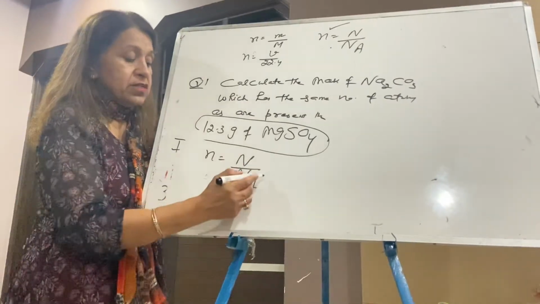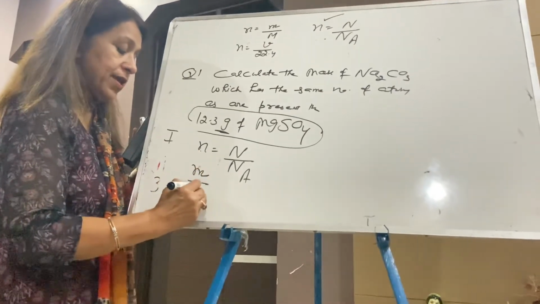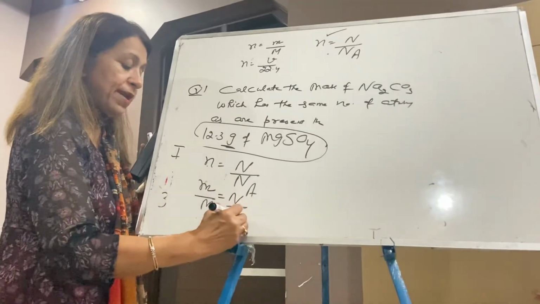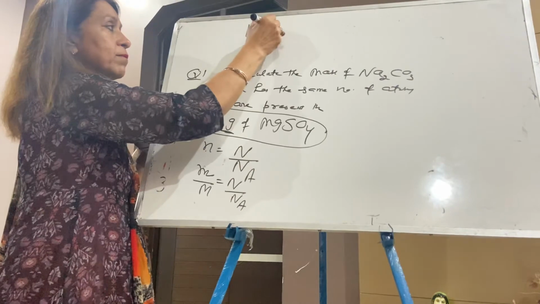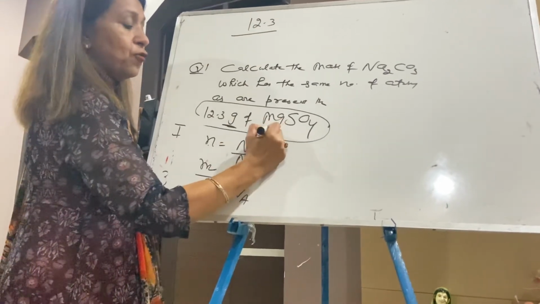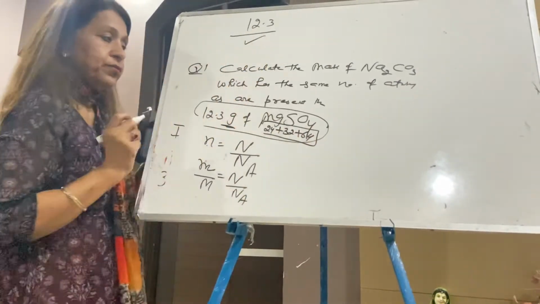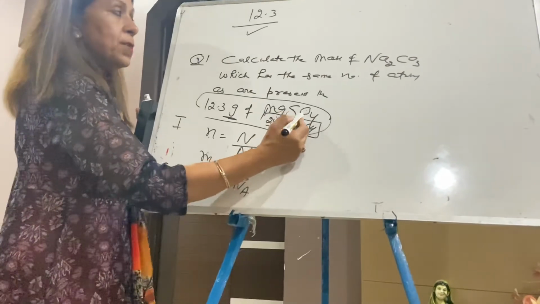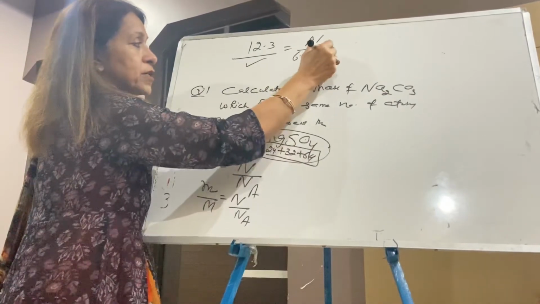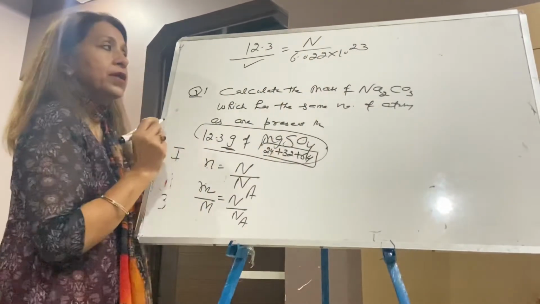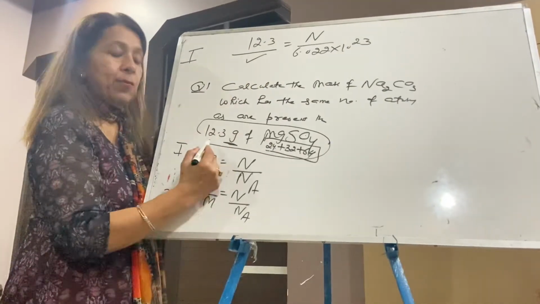So what you will do, because the mass in grams is given, you substitute n. n is small m by capital M, which is equal to capital N by Avogadro's number. Small m is 12.3 gram, and capital M is 24 plus 32 plus 64. Whatever capital M comes, you put here, equal to the number of atoms, which is our target, divided by Avogadro's number 6.022 into 10 raised to the power 23. In this way, your first part is completed. You have calculated the number of atoms in 12.3 gram.